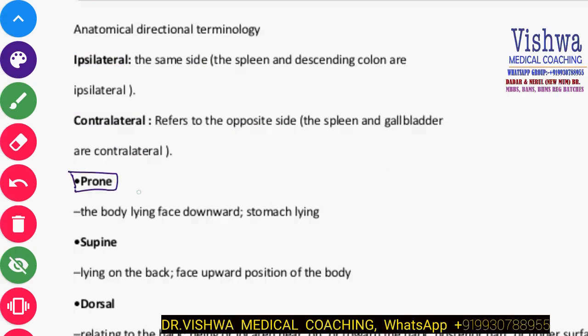Again, there are positions. What is prone position? The body lying face downwards. It is also commonly called stomach lying. That is a prone position. Supine position: the body lying with the face upwards.